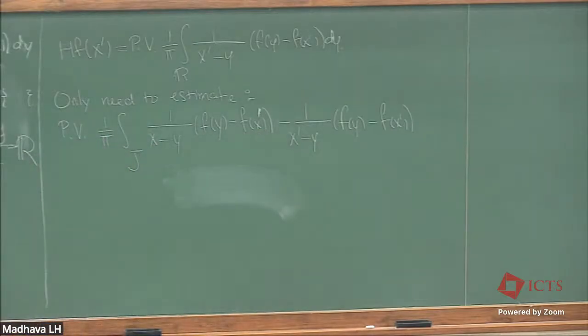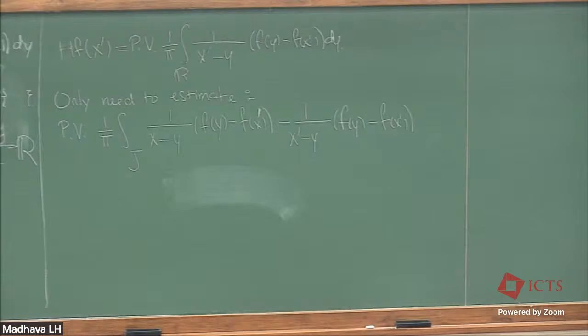Yes? I is the first term. Then the integral you have achieved is capital I. What about the second term? |y minus x| strictly greater than 2|x minus x prime|. So that's J, right? Yeah, that's J.